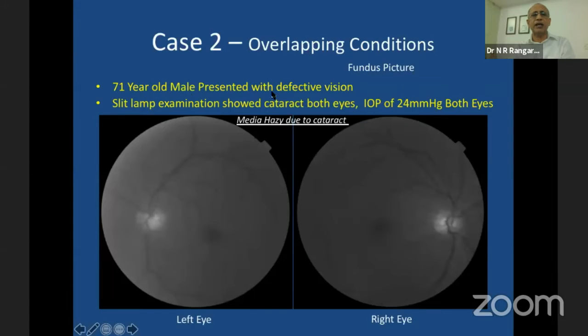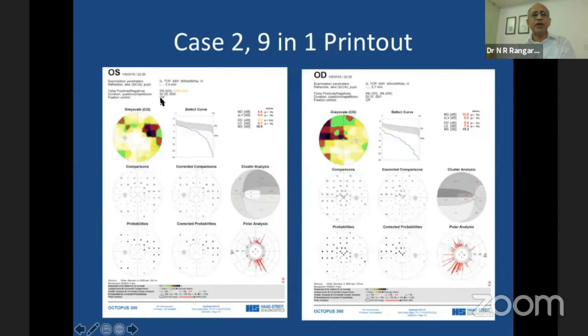The 71-year-old male presented with defective vision. His IOP was 24. So there is a lot of media haze. Of course, now you have fundus cameras like the IDEN, where even if there's a media haze, you can see what's going on. But on careful analysis, there is something going on here. So this is the left eye and right eye. I like to put the left and right because it's easy to correlate when you're looking at visual fields. And this is the 9-in-1 printout, and you know that something is happening in the nasal fields.